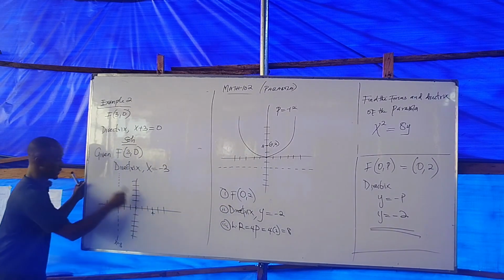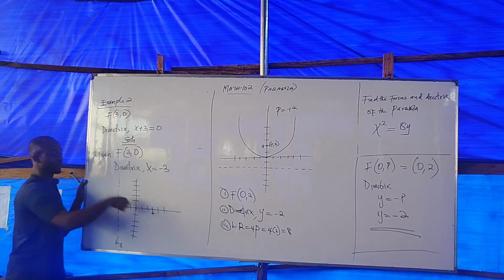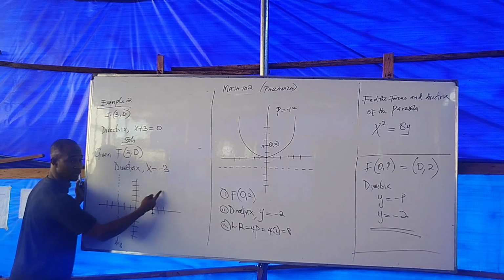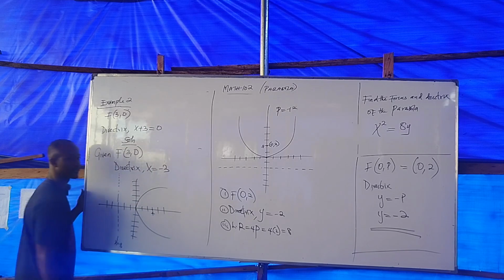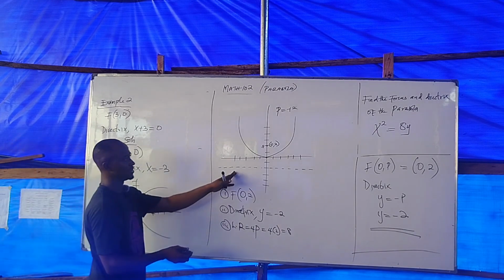I can't draw it the other way, because there's no focus there. I can't go up or down either. The other way is this way. So the vertex is at the origin. Now we have to find the equation of the parabola.